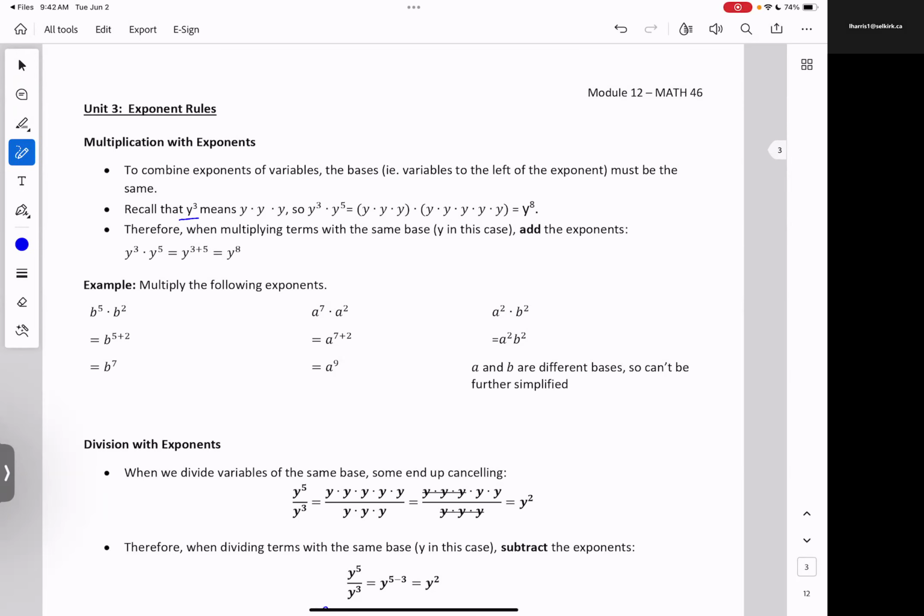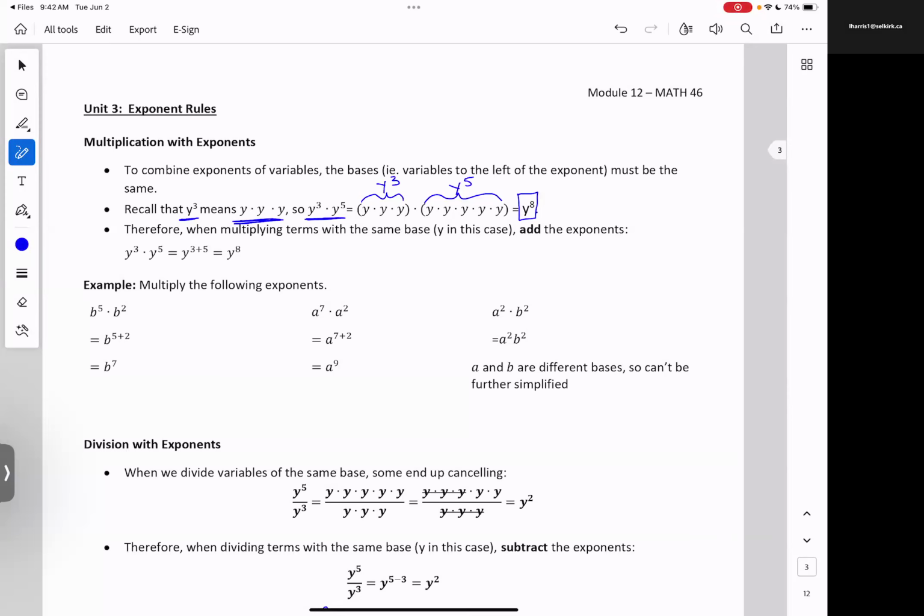We know y cubed, the exponent means take whatever is your base, so the big number on the left, and multiply it by itself that many times. So y cubed means y times y times y. So now let's think if you've got y cubed times y to the 5. Well, y cubed is y times y times y, and y to the 5 means y multiplied by itself 5 times. So that's really what we're doing. And that means we're multiplying y by itself 8 times. So we end up with y to the power of 8.